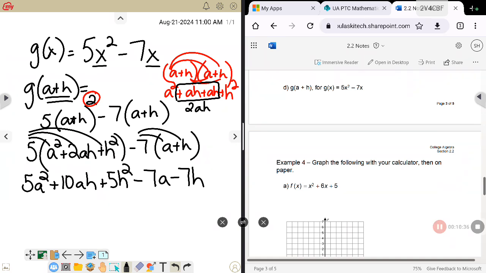Once I have distributed, I'm looking for like terms that I would be able to combine. But in order to be like terms, you have to have the same variable, and those variables have to have the same exponents. When I am looking through here, there are no other a squareds like the 5a squared. There are no other ah's besides that positive 10ah. And same thing down the line. None of those terms are like terms. So there would be nothing to combine.